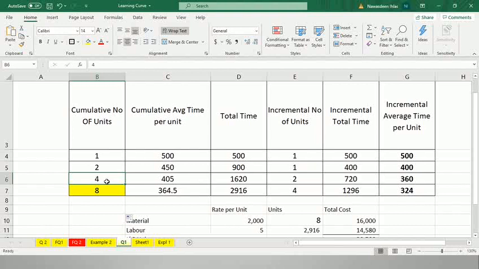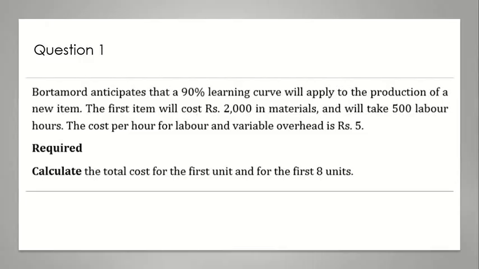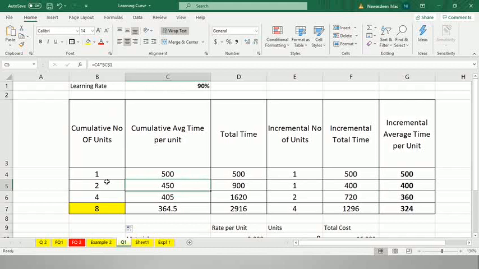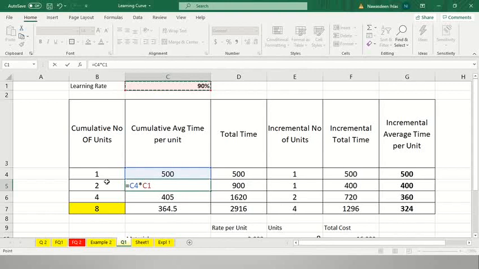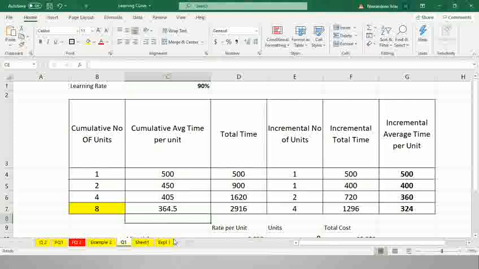So when we are producing the first unit, we need 500 hours per unit. So the learning rate is 90%. In the tabular approach we are saying when the output is getting doubled, our cumulative average time will be reduced by a constant percentage. So this time will be reduced by a constant percentage, 90, and likewise in the previous scenario. Likewise this also computed, we can see the average time is reduced, right? Then we can find the total time.